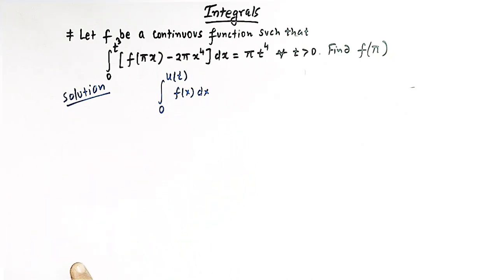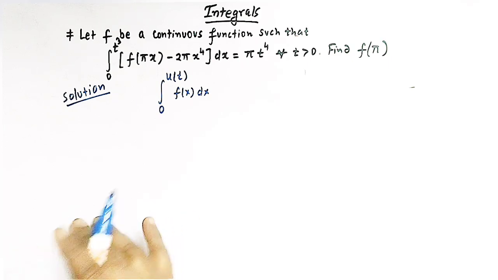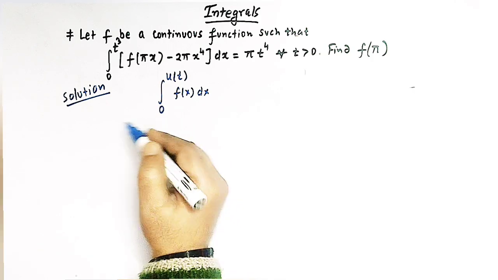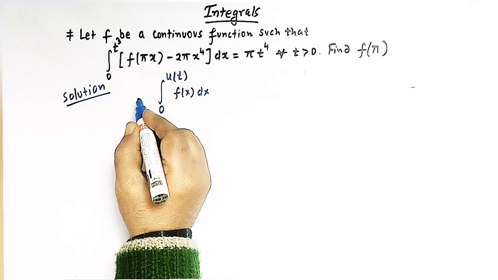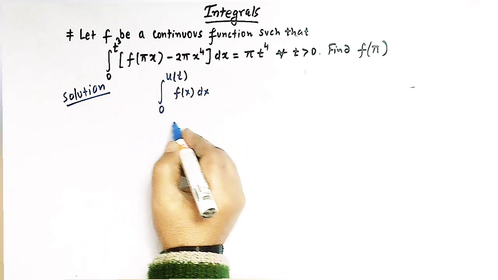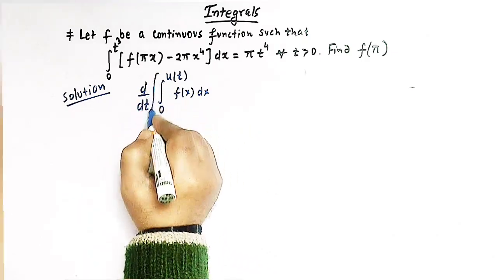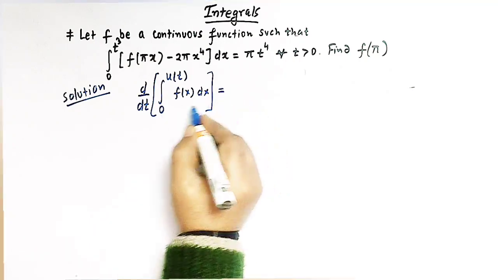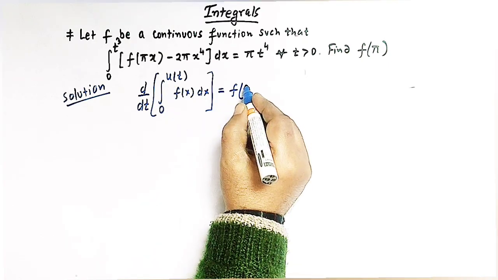So here we are not taking the general Leibniz integral rule, and here we are taking a particular case of Leibniz integral rule where the lower limit is 0 and the upper limit is a function of t, right? And if we wish to differentiate this function with respect to t, right? So the derivative of this integral with respect to t is simply given by f of u of t.